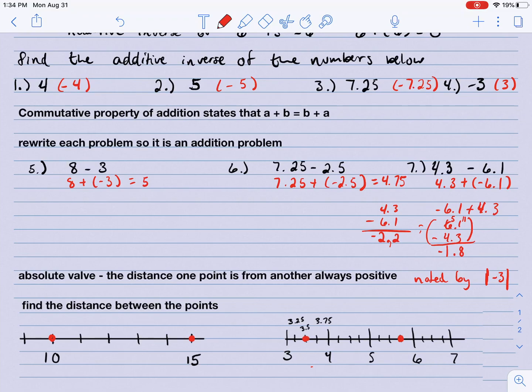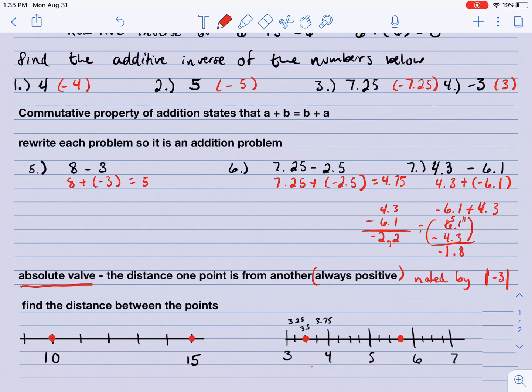Okay, next thing, absolute value. Absolute value here is just the distance from one point to another. And this is always positive. So absolute value is always positive. So the distance is always going to be a positive value. The direction determines if it's positive or negative. So when we're just looking for the absolute value or the distance, we're always looking for a positive amount.